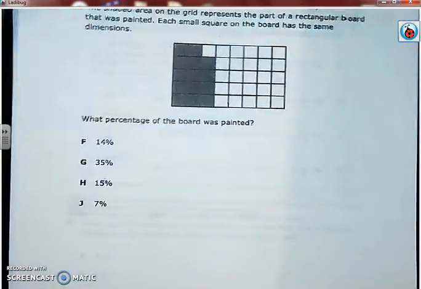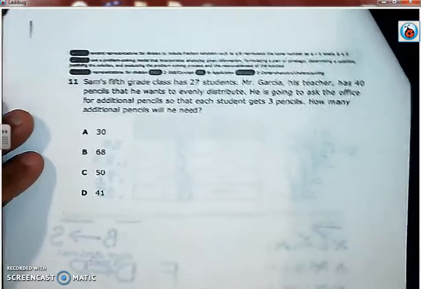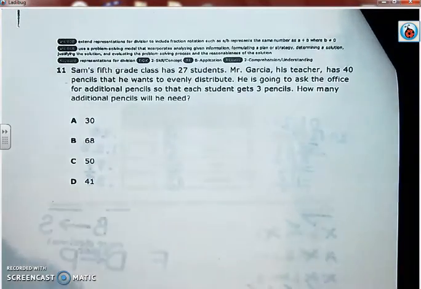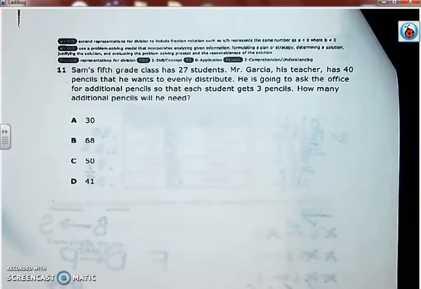Question number 11. There were a lot of students that had trouble with question 11, but it's actually brought in from a 5th grade test just to see if you're able to understand what the question is saying to you.